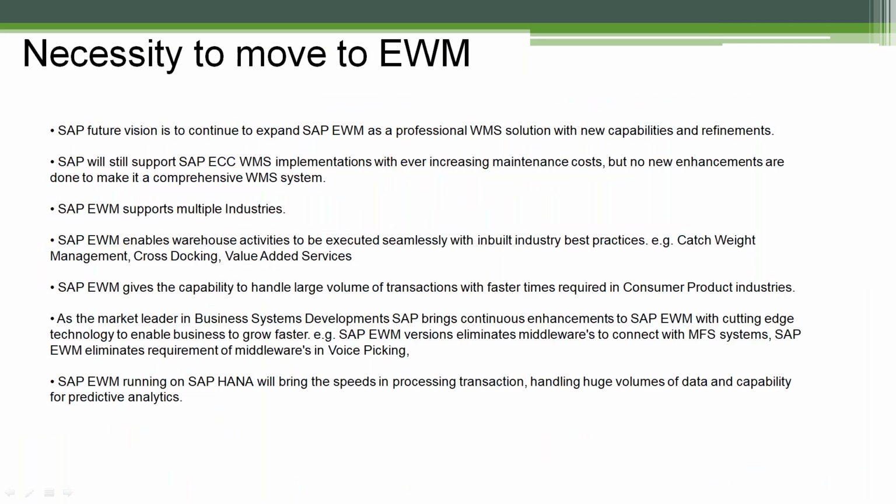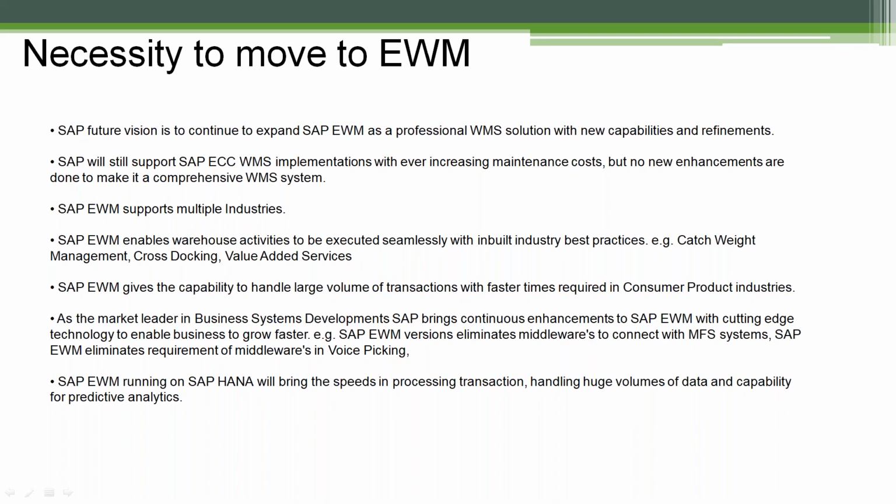Necessity to move to EWM. Why is there a need to move to EWM? SAP's future vision is to continue and expand SAP EWM as the warehouse management solution with more capabilities and refinement. SAP still supports ECC WM implementation. It has a higher maintenance cost, and as of now, there are no enhancements being made in a comprehensive WMS system. So SAP is not bringing in new changes or new functionalities in the SAP WM module.